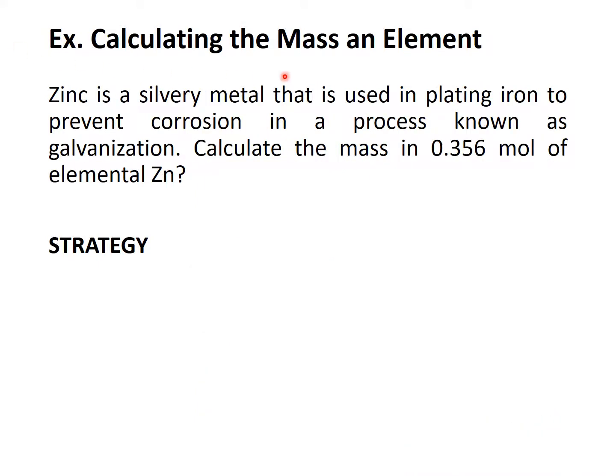In this example, we're asked to calculate the mass of an element given the number of moles using the example for zinc. So here we see that zinc is a silvery metal that is used in plating iron to prevent corrosion in a process known as galvanization. And here we're asked to calculate the mass of zinc in 0.356 moles of the element. So in order to do this calculation, we're going to have to know the molar mass for zinc, which we can obtain from the periodic table.